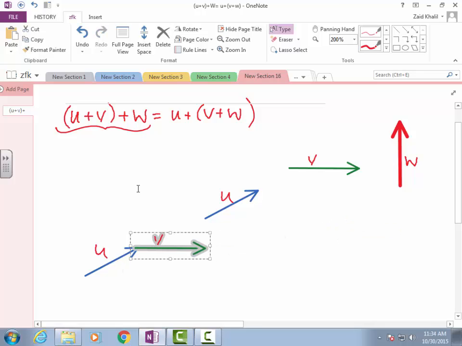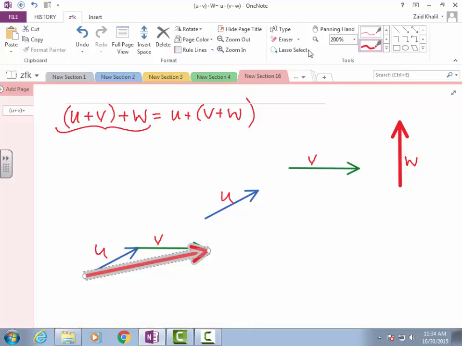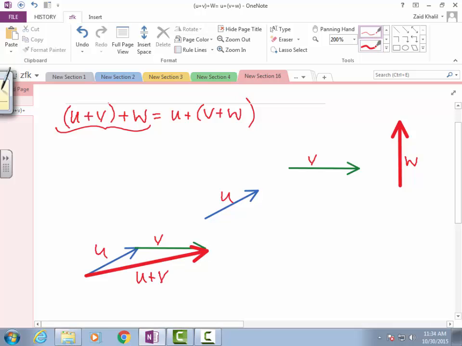So then this vector represents, this right here is u plus v. And it's a pretty enormous line. And so then u plus v plus w, what would I do? I take w and, that's right, I translate it and I add it to u plus v.